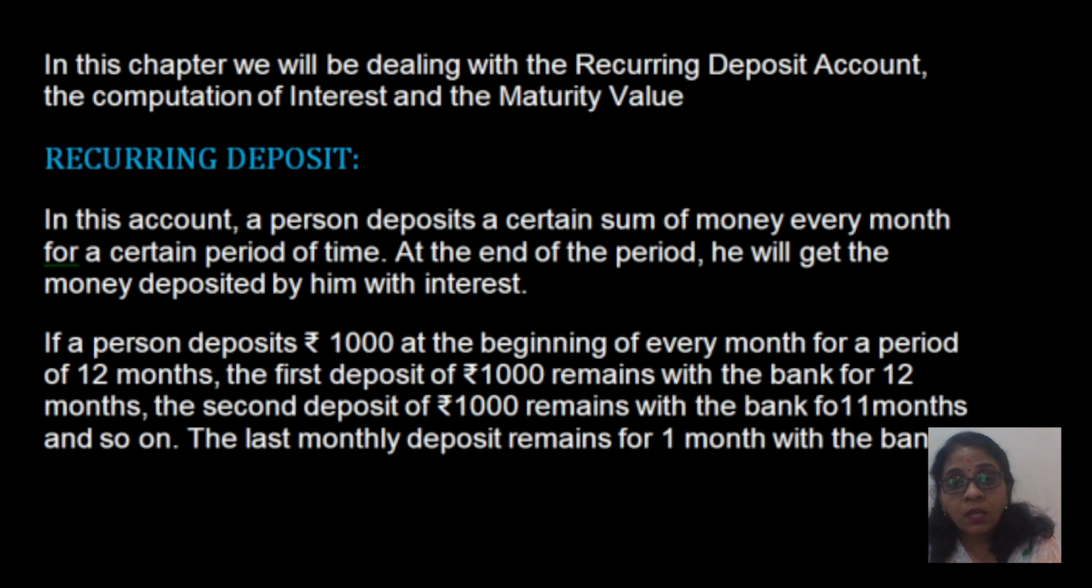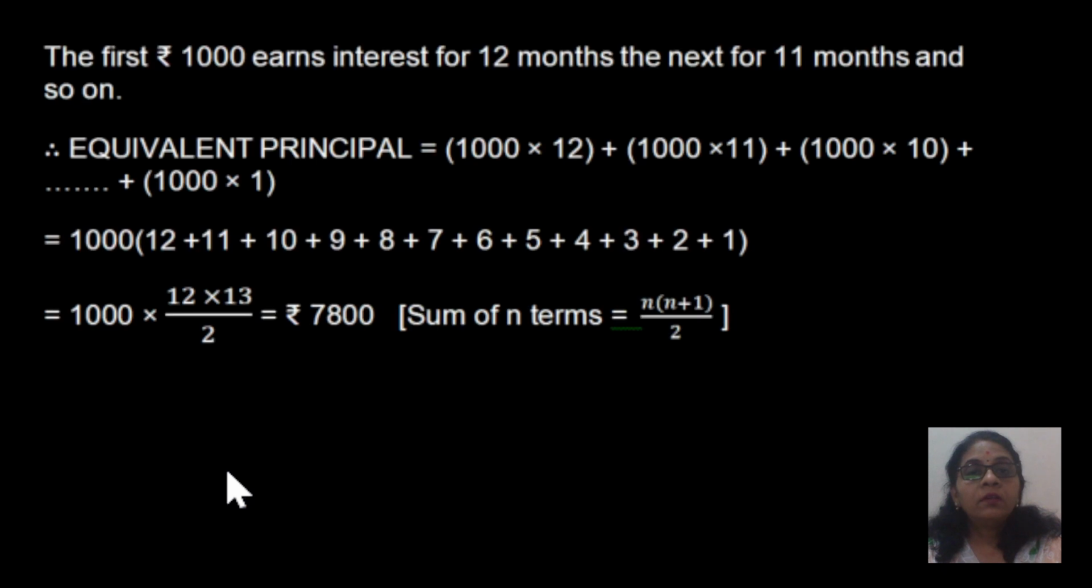June, you are depositing again 1000. That will remain in your account for the other 10 months. And the last month's deposit will remain in your account for 1 month in the bank. This is how the money is being calculated. Your first month's deposit will earn you interest for 12 months. The next will earn you the interest for 11 months and so on. And the last will earn you the interest for 1 month.